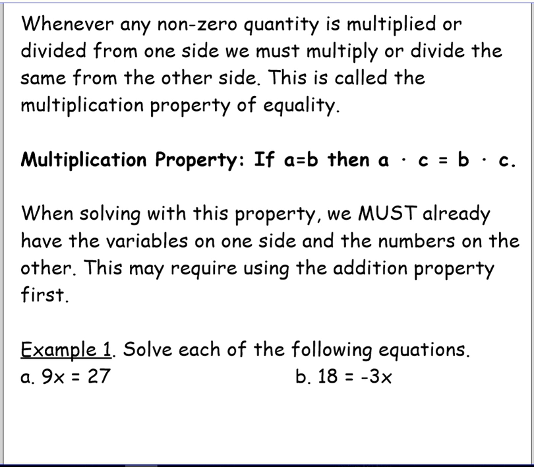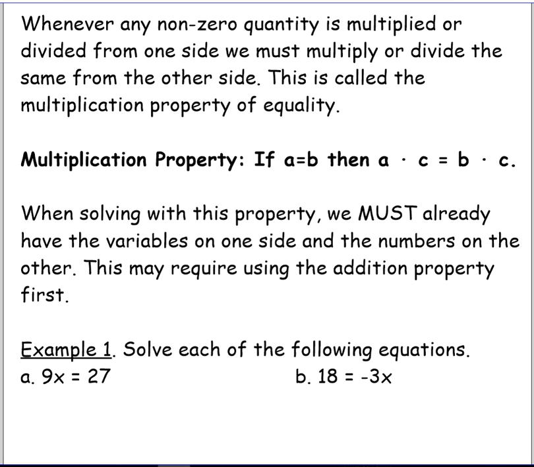Whenever any non-zero quantity is multiplied or divided from one side, we must multiply or divide the same from the other side. This is called the multiplication property of equality. The multiplication property of equality states that if A equals B, then A times C is equal to B times C.